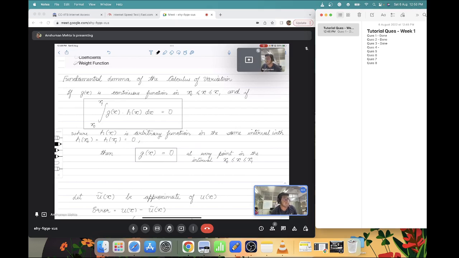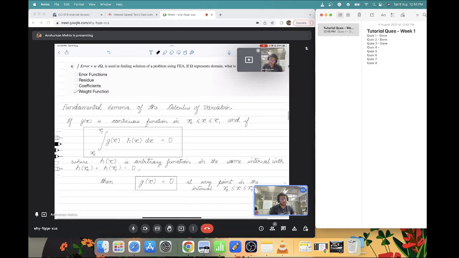Now, what does it physically mean? Let's go bottom to up. If g(x) is 0 everywhere in a system, then if you multiply it with some h(x) whose boundaries are 0, the integration from x0 to x1 also becomes 0. Now we can correlate this with what is called the weighted residual form, the weighted residual equation. So this is our weighted residual.